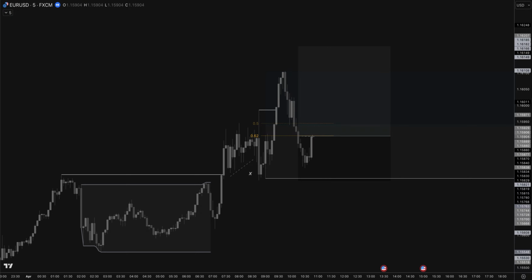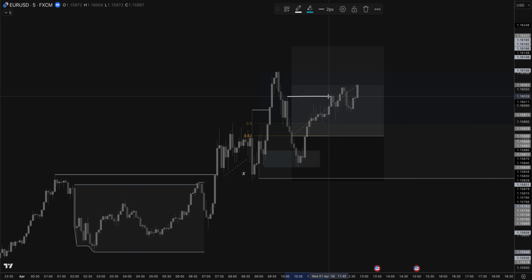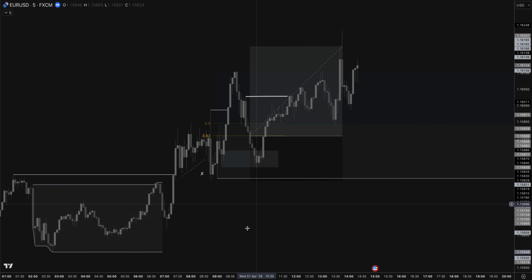If we play this, you can see that price did come to that demand zone and then start heading up higher. So you could have taken the demand entry as well. Then you let price start pushing up. Once I see this break over here, I would be break even.